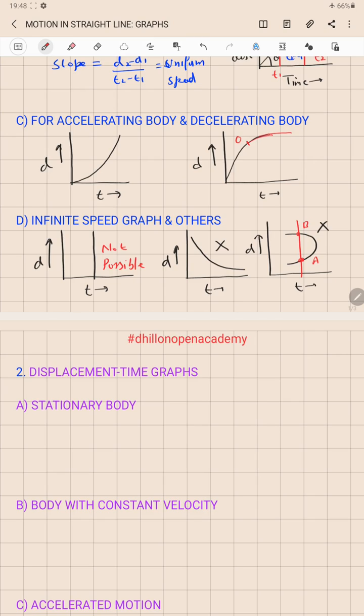This indicates that the body at a particular instant of time is present at two different positions. We know that distance can never decrease. This means that this graph is indicating two different positions of the body at the same instant of time. So this is also not possible. So these were the distance time graphs.